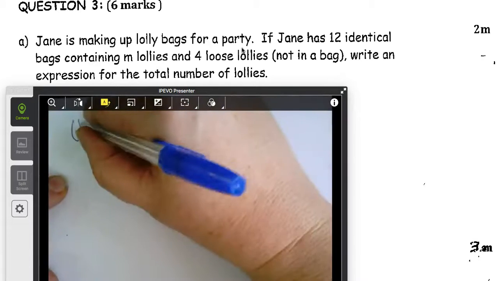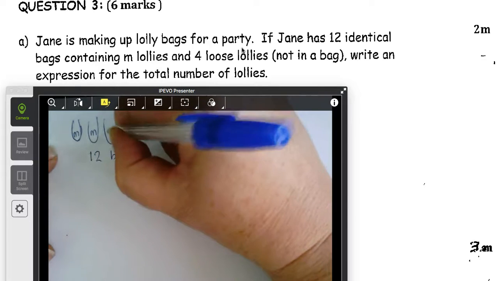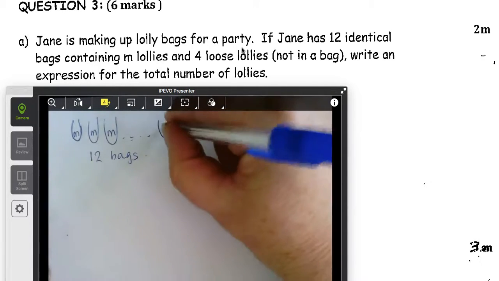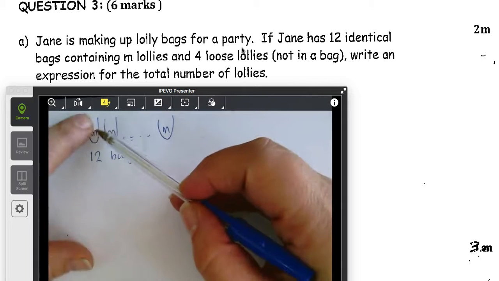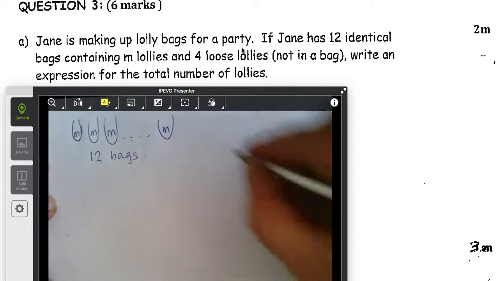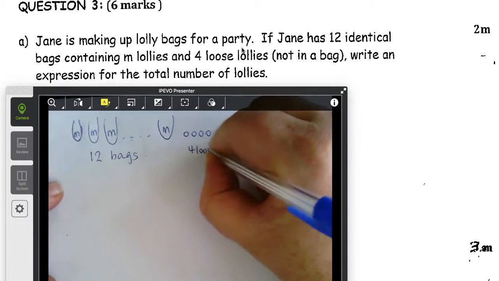How many lollies in each bag, girls? M. Jane has 12 identical bags containing M lollies. So M is the mystery number. So if I've got M lollies in there, M in there, M in there, there's 12 of these bags. How many lollies do I have there? And 4 loose lollies. Here are my 4 loose lollies.